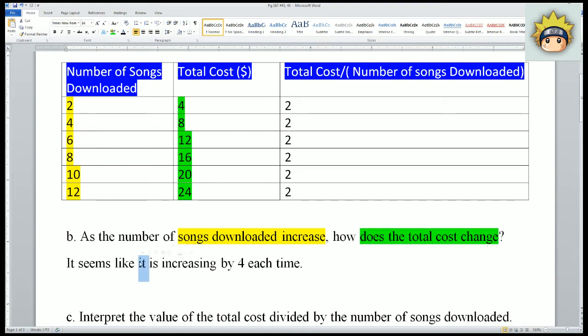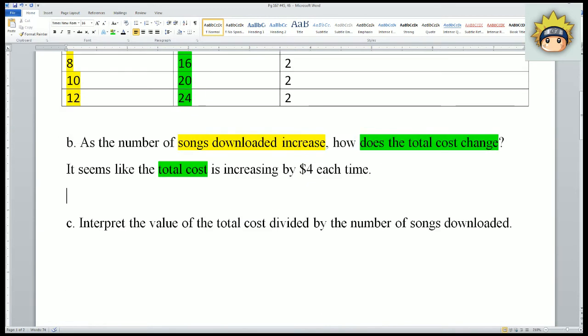What does it mean here, right? It seems like that is the total cost. Okay? Don't just give a random noun. Make sure you give the content of that noun. So the total cost, that noun that I'm looking for, is increasing by $4. Okay? Make sure you put the unit here. $4 each time. Okay, there you go.